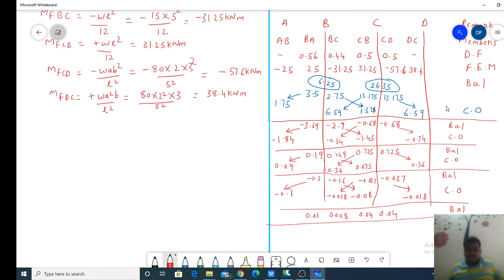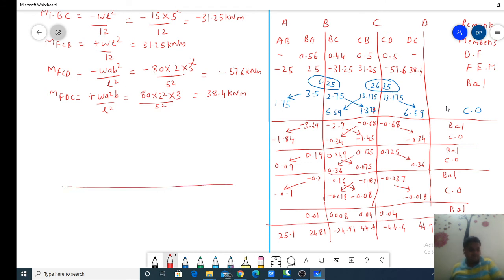Now after balance I need to take the sum of this with the fixed end moments. From the fixed end moments, if I take the sum, this comes out to be 25.1. This comes out to be 24.81, right? And this comes out to be minus 24.81, and this comes out to be 44.4, and this comes out to be minus 44.4, and last you are getting here 44.92, right? So these are the values that I am getting.